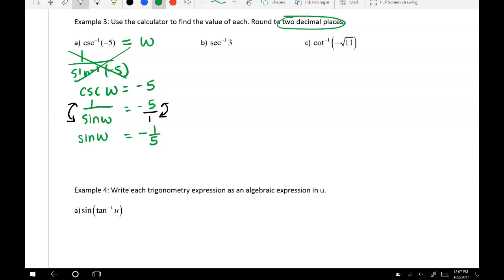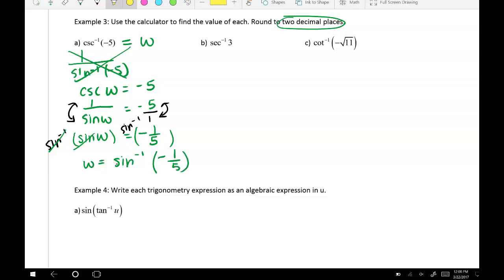So for cosecant inverse, can I compose both sides? Of course I can. All of these are equivalencies, because I haven't really changed anything. So now I want to compose both sides by sine inverse. Because I did compose that, this and this are now going away. So W equals sine inverse of, see, this is where I'm flipping, -1 over 5.